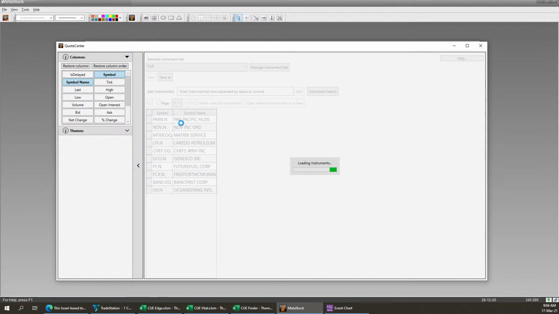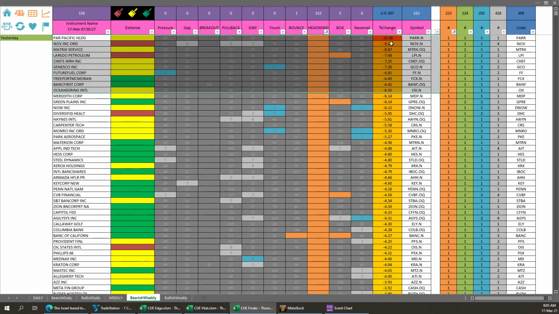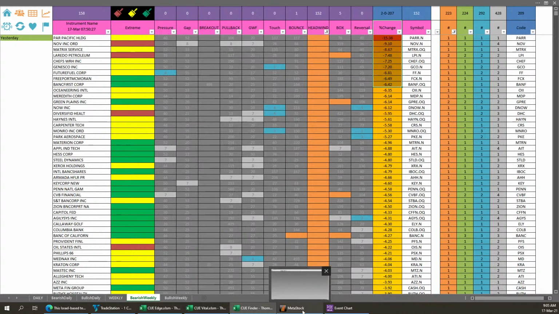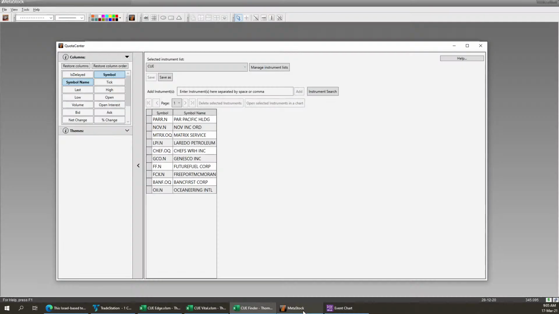So what are these stocks? These are the 10 worst performing stocks yesterday, not yesterday, the 10 worst performing stocks this week. Remember, I'm looking at the weekly finder. So this percentage change is the weekly change so far. The 10 worst performing weekly stocks that are also giving a bearish headwind signal.